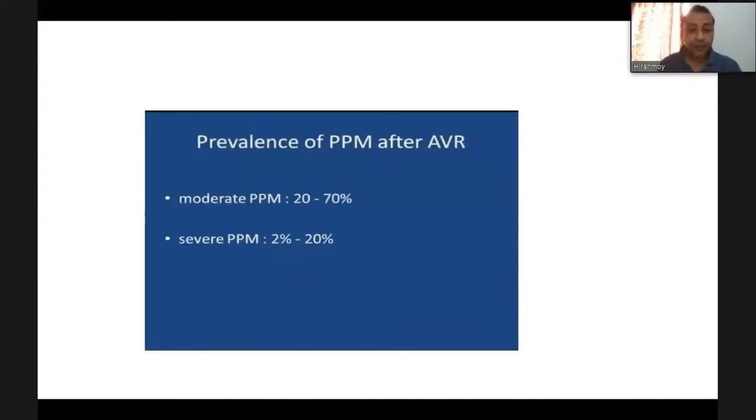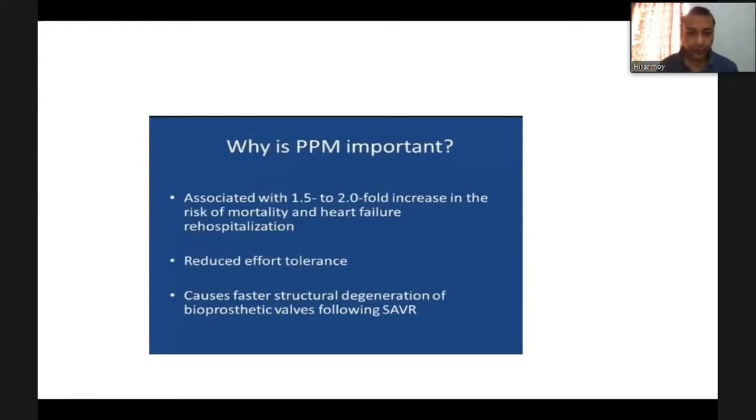Now, prevalence of patient prosthetic mismatch after aortic valve replacement. There is a study on how prevalent patient prosthetic mismatch is. Moderate patient prosthetic mismatch is 20 to 70%, and severe prosthetic mismatch is 2 to 20%. Why is patient prosthetic mismatch important? It is associated with a 1 to 2-fold increase in the risk of mortality, heart failure and rehospitalization, reduced effort tolerance, and faster structural degeneration of the bioprosthetic valve following surgical aortic valve replacement.